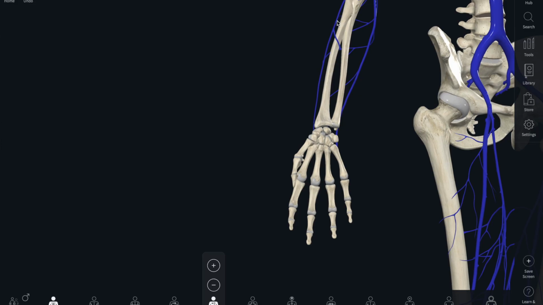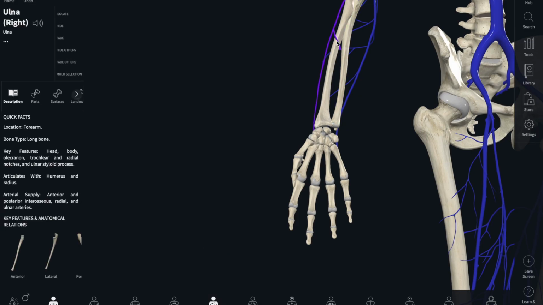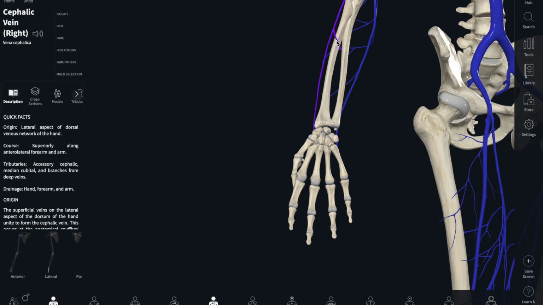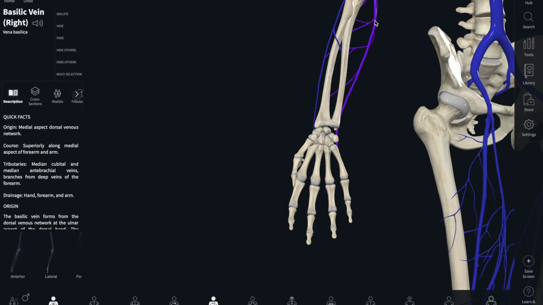Now you can see the main veins of the forearm. The first main one is the cephalic vein, which runs laterally. Then you can also see the basilic vein, which runs more medially. These two veins are connected by the median cubital vein at the anterior elbow, and although it isn't visible here, it is one of the most commonly accessed veins for blood draws.